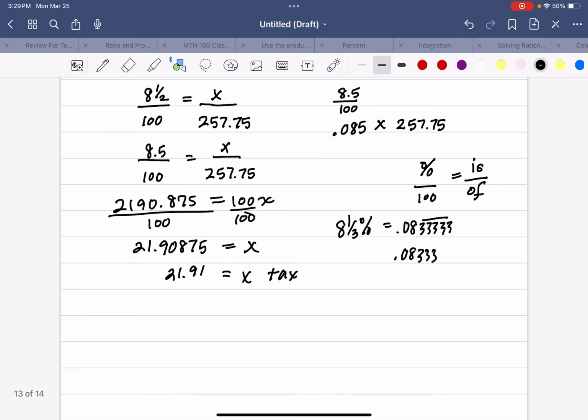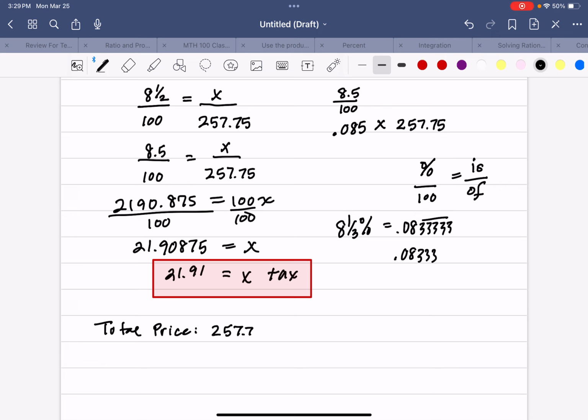Now that's the answer to the question that we were asked. But if they ask for the total price, as we saw before, you have to take the original price, the price of the item, and add the tax. So 257.75 plus 21.91 gives us a total price of $279.66. So if you're asked for the total price, you have to add the tax back to the price of the item.